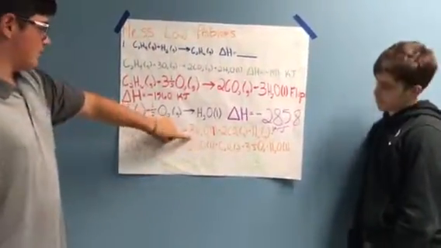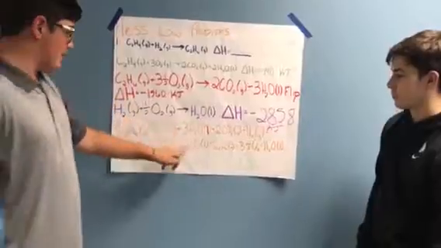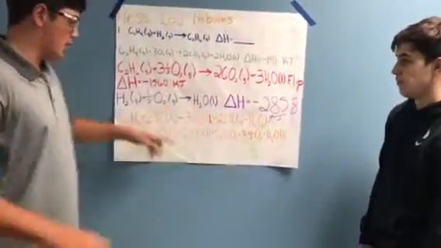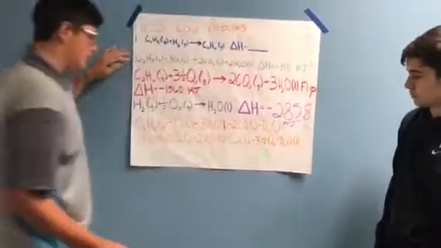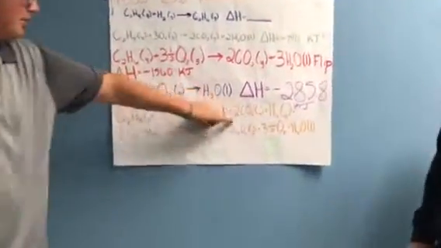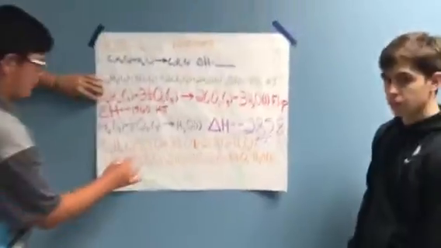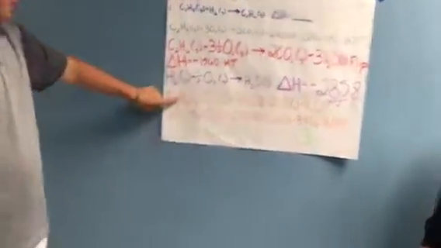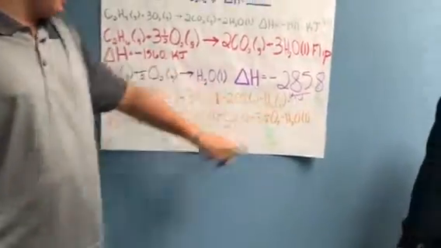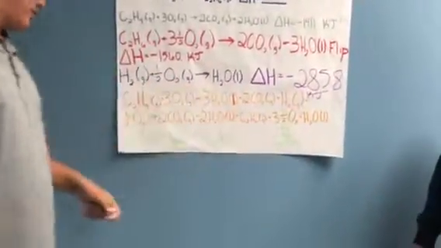And since this one has 3 H2Os, and this one has 2 H2Os, and then there's a 1 H2O over here, you could cross this out, and then cross this out, and this out. And then you have 2 CO2s here, and 2 CO2s here, and you end up crossing that out, and then it would give you C2H4 plus H2 yields C2H6.